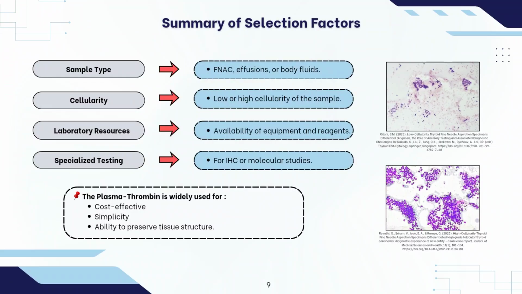Next, when choosing a method, we consider the sample type, whether it has high or low cellularity. For example, the upper image represents a low cellularity FNAC sample, whereas the lower image represents a high cellularity FNAC sample. Then, we need to consider the laboratory resources available and the need for specialized tests like immunohistochemistry or molecular analysis. All in all, the plasma thrombin method is the most commonly used nowadays because it's cost-effective, simple, and helps preserve tissue structure. Now, let's dive deeper into the plasma thrombin method and explore its process and benefits.